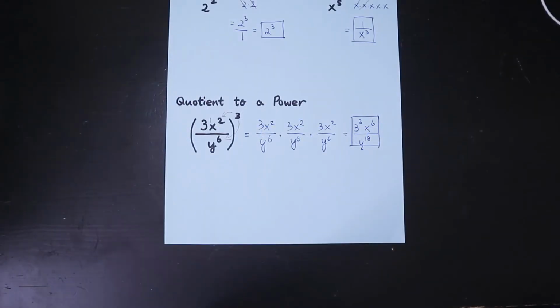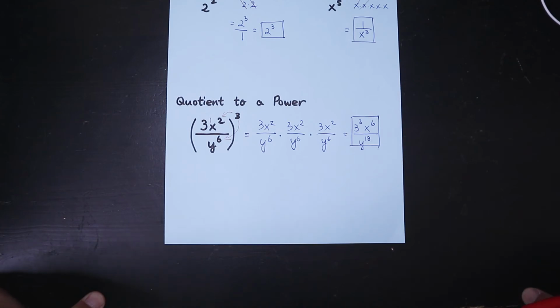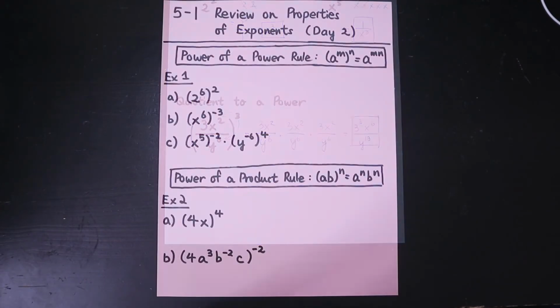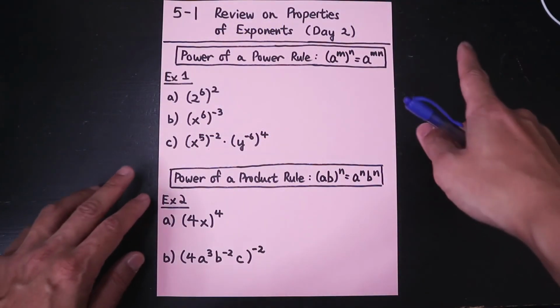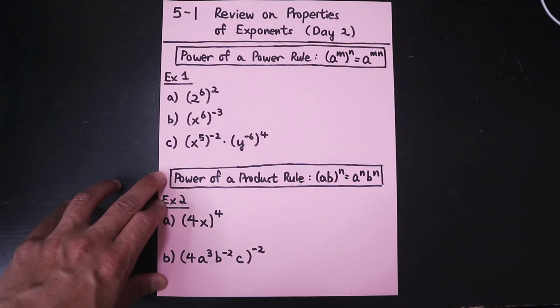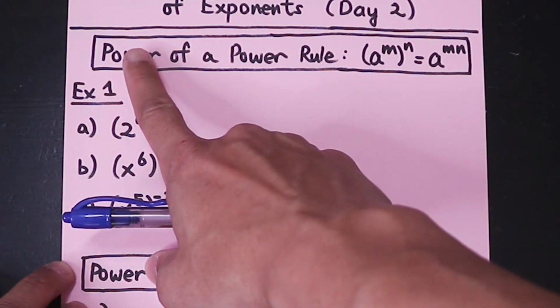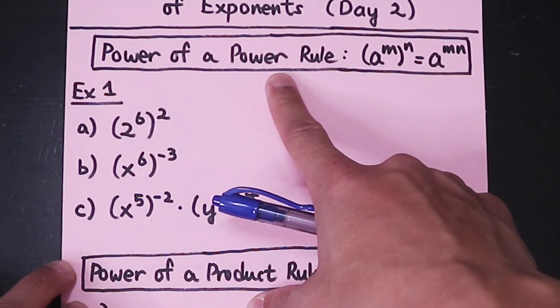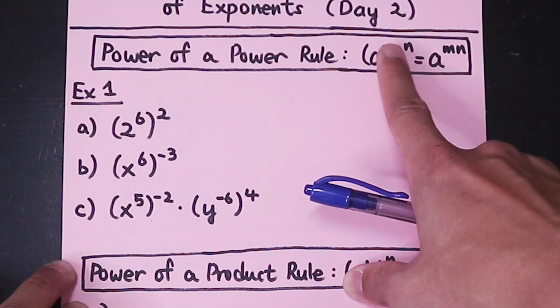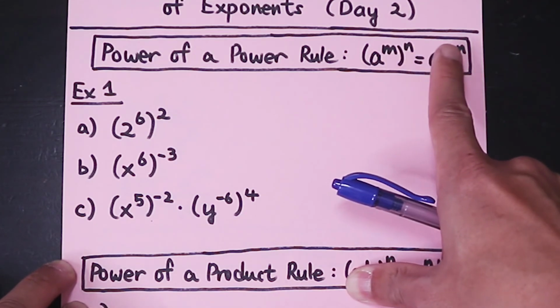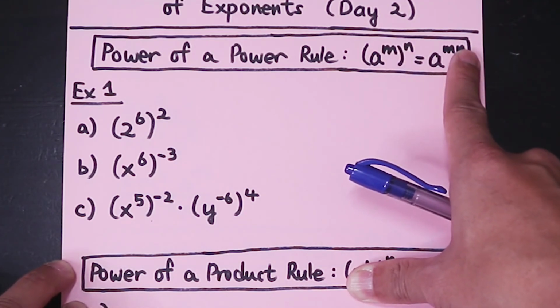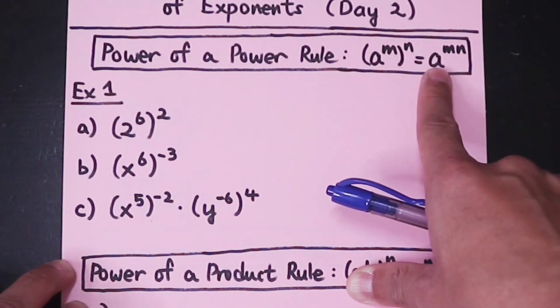Okay? So these are the 4 discoveries that will lead to the shortcuts that you will learn in lesson 5-1, day 2. Let's take a look at that. Well, in this lesson 5-1 day 2, we're reviewing properties of exponents, and today we're going to learn 4 more rules. The first one, just like the first discovery in the review part of this video, is called the power of a power rule. It tells you that if you have a power raised to another power, all you have to do is multiply the 2 exponents while keeping the base the same.